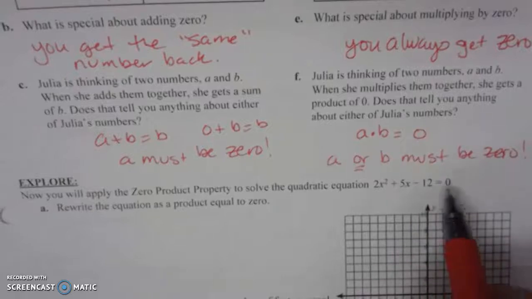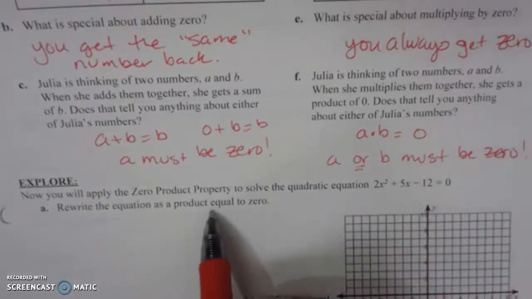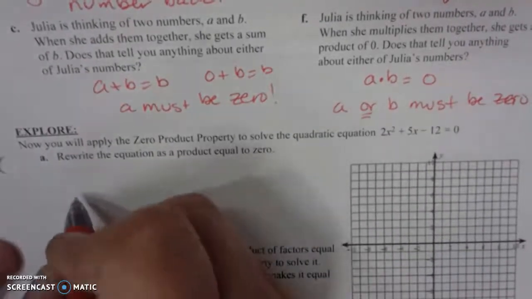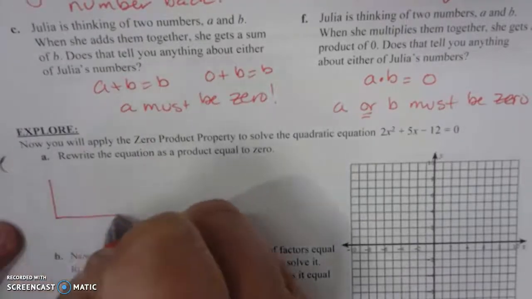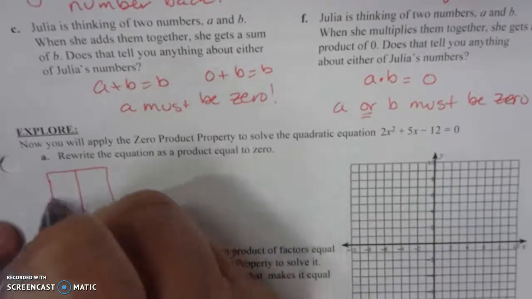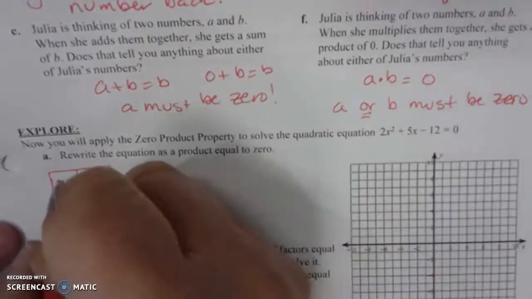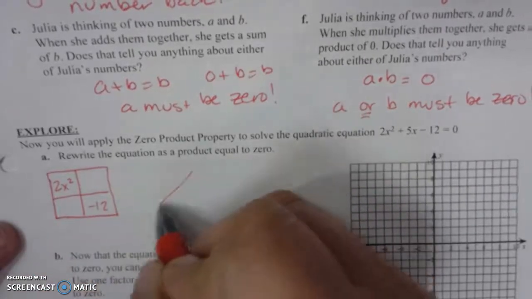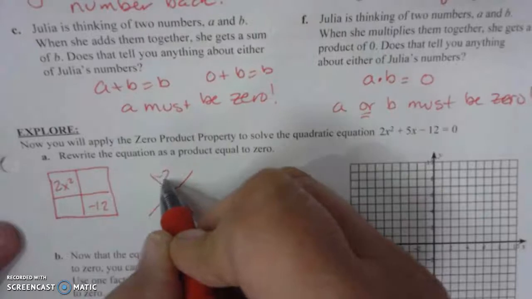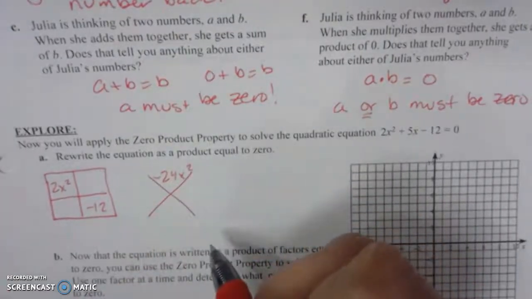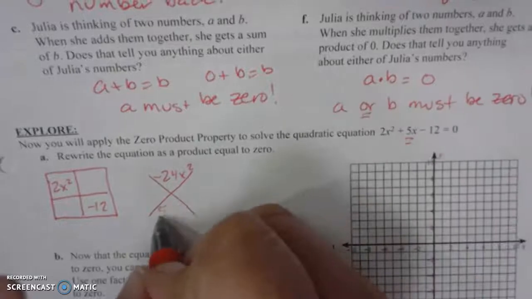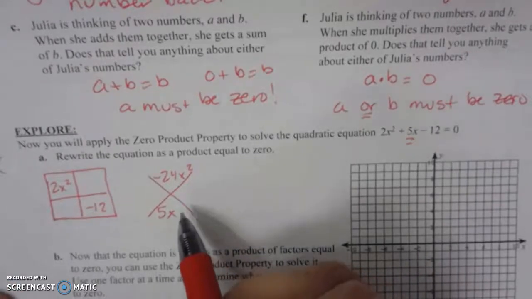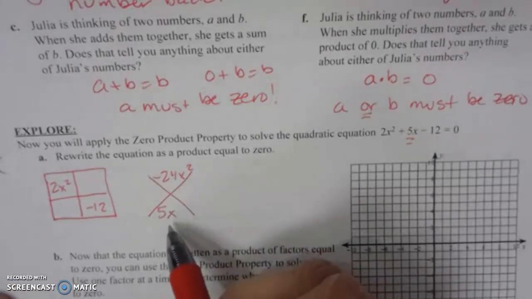So we're going to go back to factoring, and we're going to rewrite this as a product equal to 0. How did we learn to do this? Everything we've learned so far comes into play. We're going to create our little box. The first number goes here, 2x squared. The last number goes here, 12. When we multiply those together, we get negative 24x squared. The bottom number is going to be 5x, the middle term. We have to think what numbers multiply together to give us 24 that add to make 5.